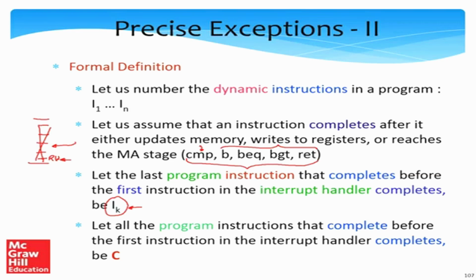Let all the program instructions that complete before the first instruction in the interrupt handler completes be represented by the set C. What we want is that for an outsider, he will see that all the instructions in the set C have completed, and then the interrupt handler executes in totality, and then the execution starts. The last instruction to complete here is IK, so the execution starts from IK plus 1. Recall that in some situations we might want to execute IK once again. We will discuss when those situations occur in chapter 10, but right now you need to take my word for it. But in general, if we have done till IK, we can start from IK plus 1.